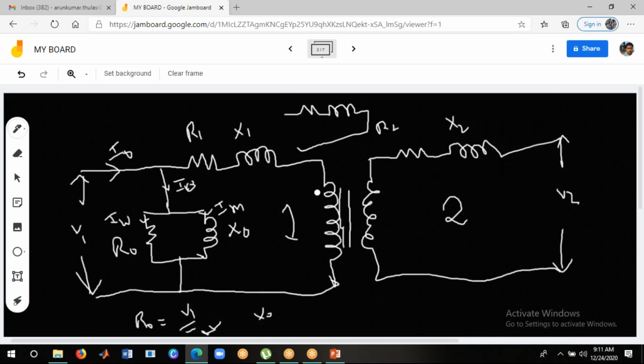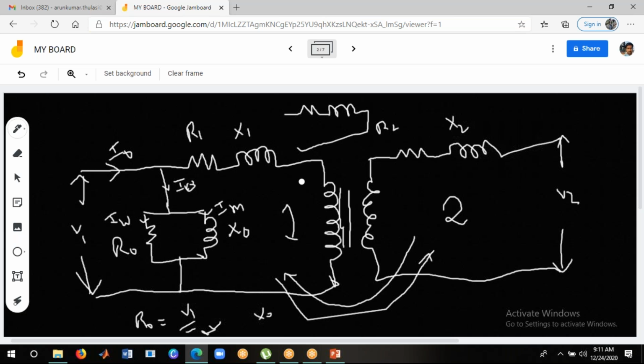We are going to solve this problem in two cases. What are the two cases? The first case is when the secondary parameters are shifted to the primary, what is the equivalent circuit? At the same time, when the primary circuit elements are shifted to the secondary, what is the equivalent circuit? These are the two cases we are going to solve for the equivalent circuit of the transformer.